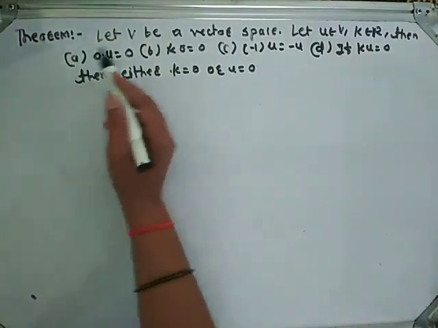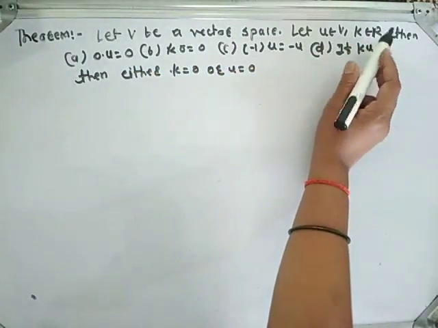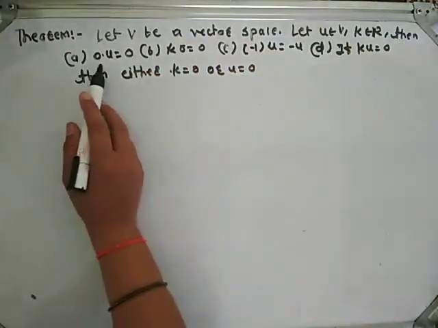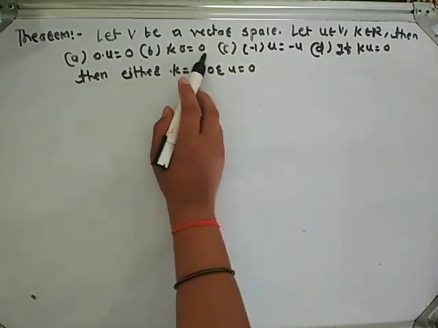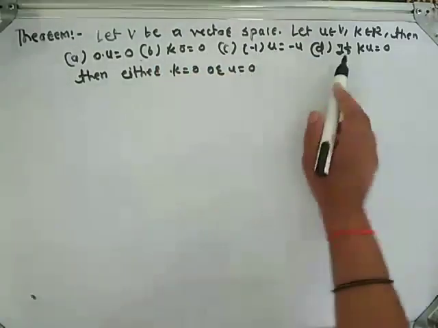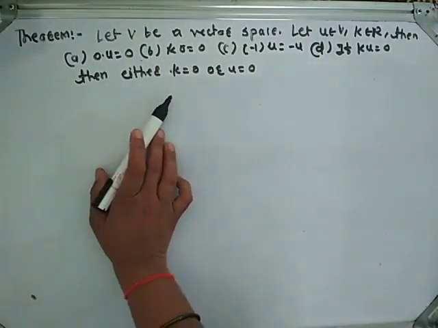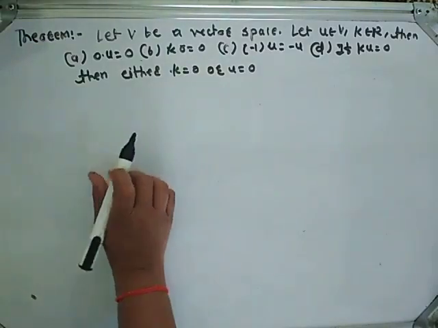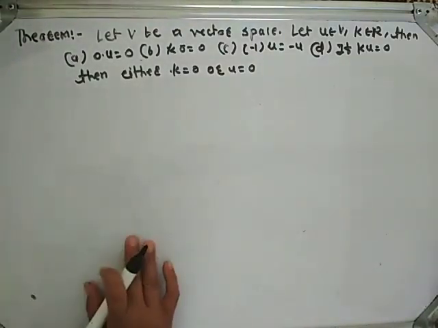What is the theorem? Let V be a vector space. Let u belong to V. k is any real number. Then 0 times u is equal to 0. b, k times 0 is equal to 0. c, minus 1 times u is equal to minus u. And d, if k times u is equal to 0, then either k is equal to 0 or u is equal to 0.